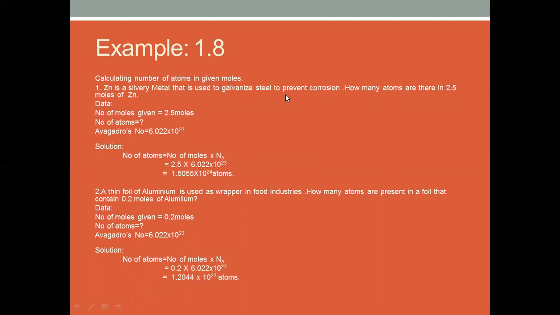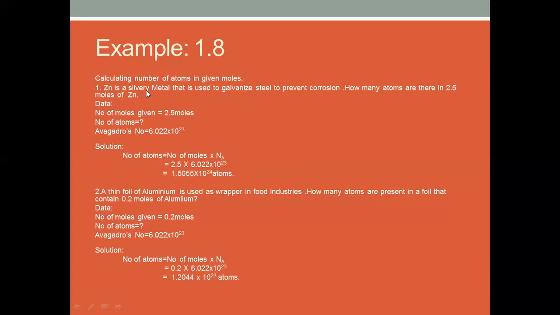If moles are given and we are asked about the number of atoms, we have a very simple formula, that is number of atoms is equal to number of moles into Avogadro's number. So number of moles are given, you can see in this example.